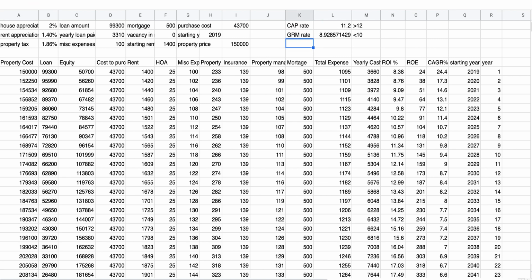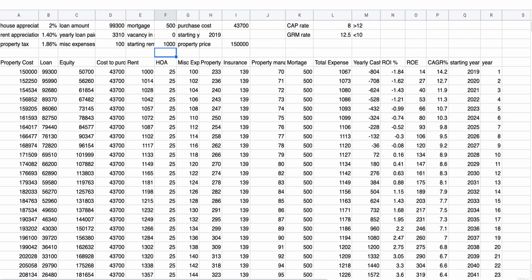So if it is actually that for $150,000 I'm going to get $1,000 rent per month, then my cap rate, or capitalization rate, these are two big things that you should look out for. Your cap rate should be greater than or equal to, or very close to, 12 or higher, and your GRM, gross rent multiplier, should be less than 10. In this case, I'm going to look at cap rate specifically.